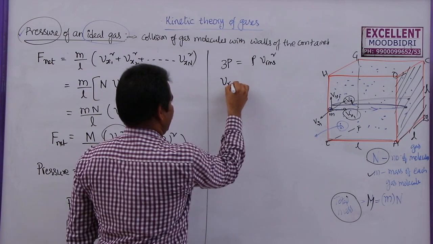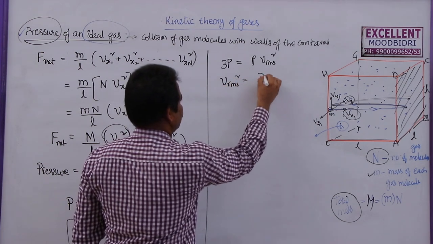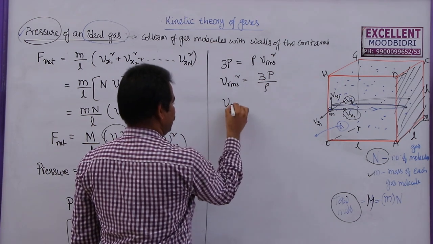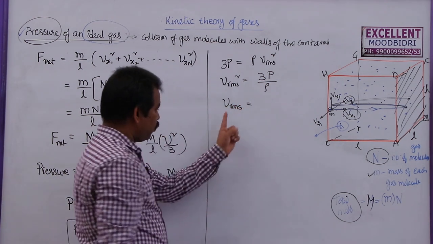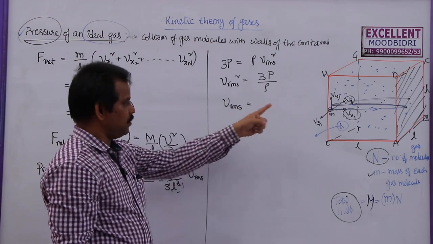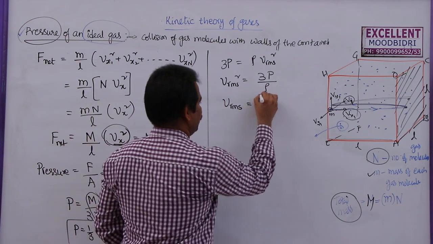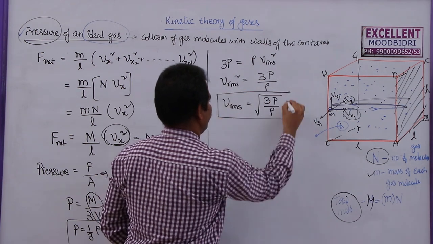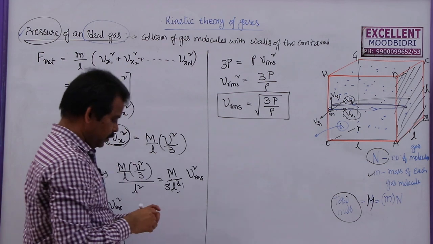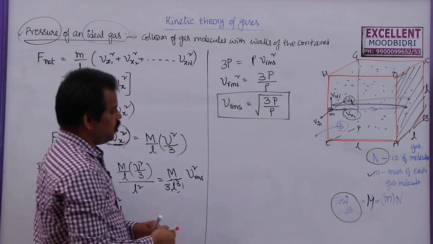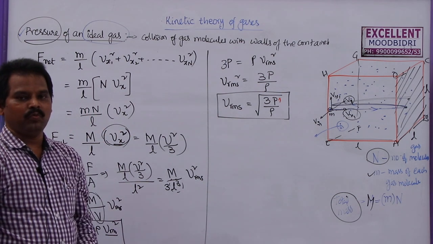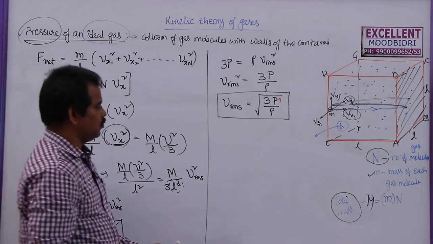So what is VRMS square? This is equal to 3 times the pressure of the gas divided by the density of the gas. So the VRMS, the root mean square velocity of the gas molecule, is given by root over 3P by rho. Now, based on this, suppose the pressure of the gas increases, what happens to the root mean square velocity of the gas molecule?